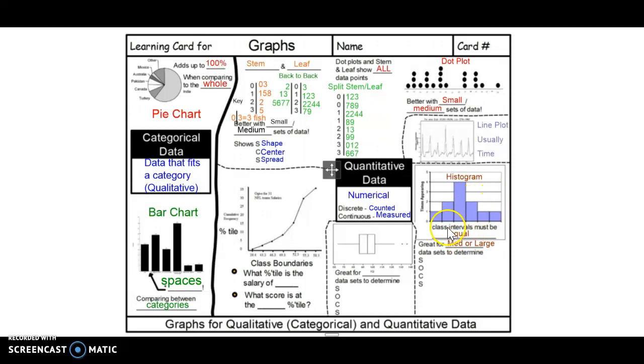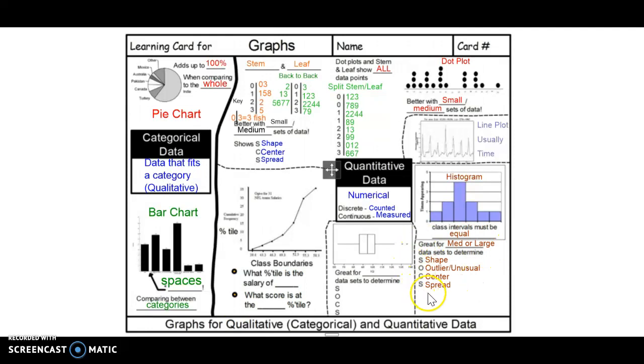Another thing of note is that with these intervals, each one of these bars is a class or an interval. The interval size or the class size or the bin size, sometimes it's called, must be equal. You can't have one bar that stretches a range of 10 and another bar that stretches a range of 4. They have to be equal. Histograms are great for medium-sized data sets or large data sets.